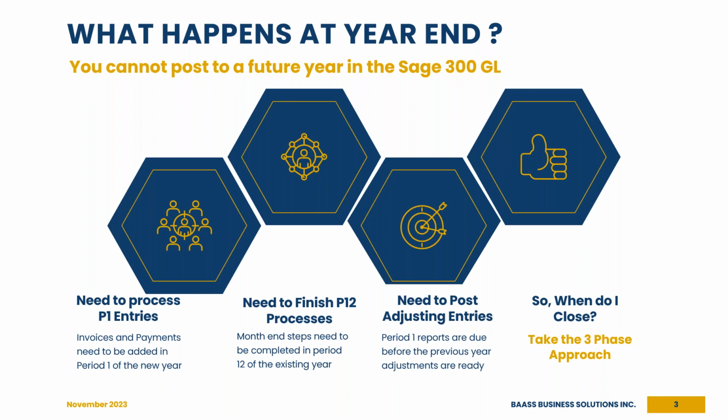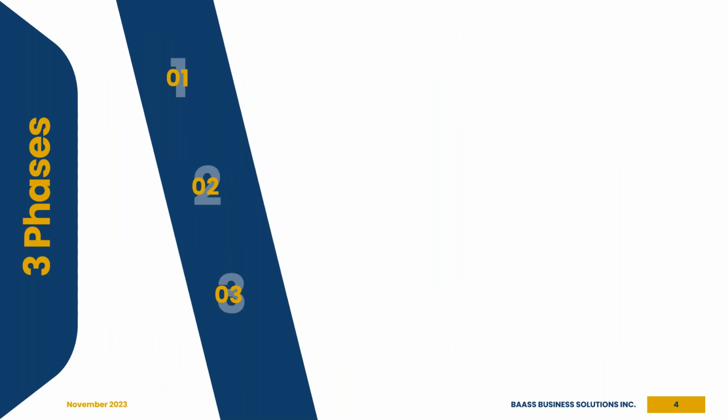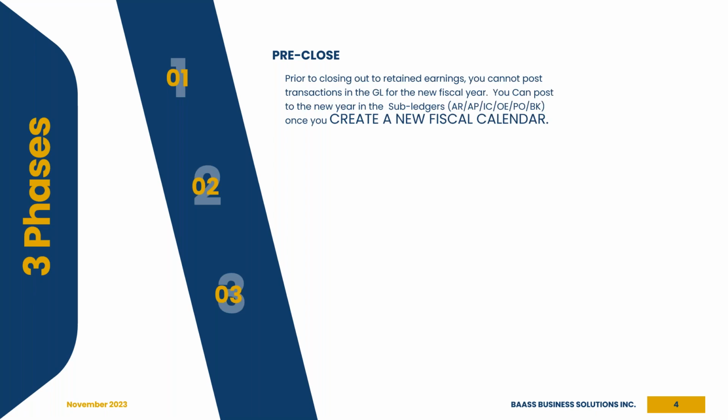So what do we do at year end? Well, it's easier to consider it as a three-phase process. The first phase starts before you're actually ready to close to retained earnings. In this phase, you plan for the close and you create a new fiscal calendar, which allows you to post transactions in the subledgers for the new year while you finish the month-end transactions for period 12.